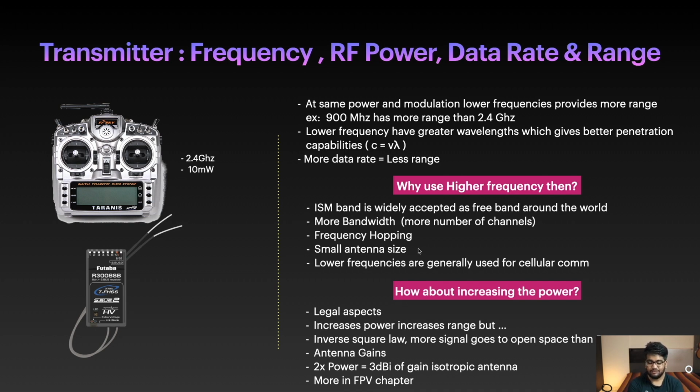Antenna also has gain. It is not an active component. Antennas don't have batteries, but they have gains. Something we will also discuss in the FPV chapter, not now. But as a rule of thumb, just know that twice the increase in power is equal to 3 dBi of gain of an isotropic antenna. So to get a 3 dBi increase of gain, you need to increase the power by 2. So that is a small maths there. Again, you do not need to stress on that. We will talk about that later in the FPV chapter. But for now, these are the answers of why we are using high frequencies, and why we cannot just simply increase the power to get more range.